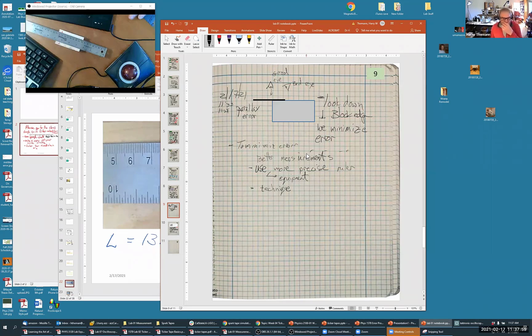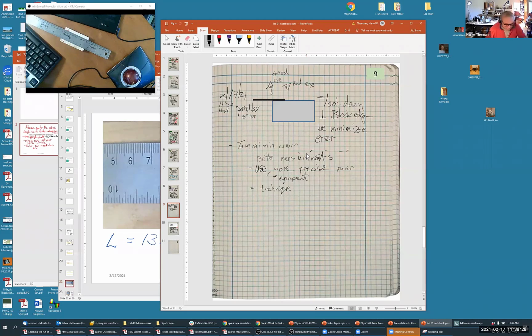And parallax error is the apparent, you get a number that's the correct number, but if you don't look straight down, if you look at an angle, you have a possibility of a false reading, and it has to do with the thickness of the ruler. If you think about it, another way to minimize it, of course, would be to use a clear ruler.